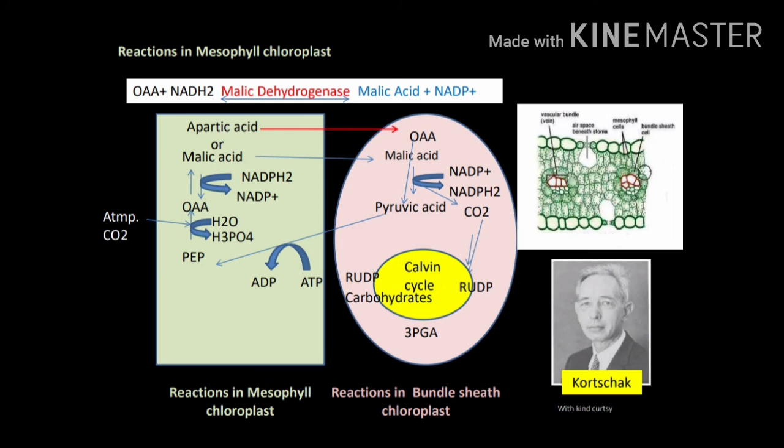In the second reaction, OAA is quite unstable and is converted into either malic acid in most C4 plants or aspartic acid in a few C4 plants. The OAA is reduced to malic acid by using light generated NADPH2 in presence of enzyme malic dehydrogenase. We will see the reaction: the OAA, oxaloacetic acid, interacts with NADPH2. In that reaction, which is reversible, there is a synthesis of malic acid and NADP plus.